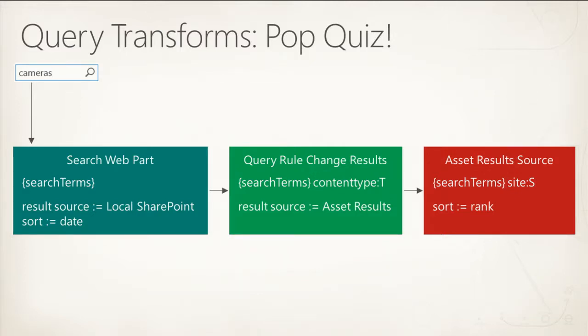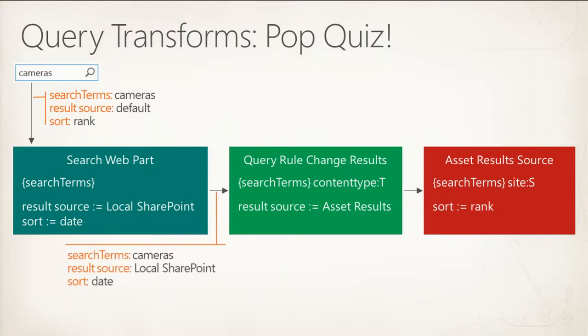Okay, let's step through it. In comes the query. System makes a complex object out of it. Search terms, cameras, result source, whatever the default's configured to. Sort order, rank. Hits the first transform in the web part. That guy is going to replace search terms with search terms, so nothing changes. It's also going to set the result source to local SharePoint and the sort order to date. So the query that comes out of that is search terms, cameras, result source, local SharePoint, sort order date.